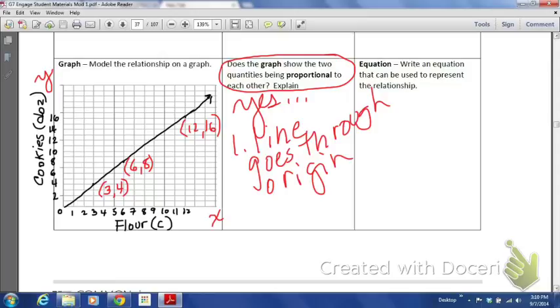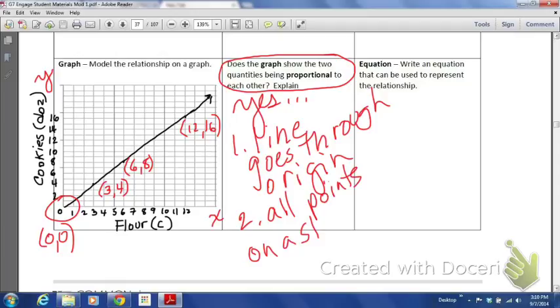Line goes through origin, which it does. You can see right here the origin is always our 0, 0, because if you have 0 cups of flour, you get 0 dozens of cookies. 0, 0. Line goes to origin, and then all points are on a straight line. That criteria is also met. So yes, indeed, that graph does show 2 quantities being proportional to each other.